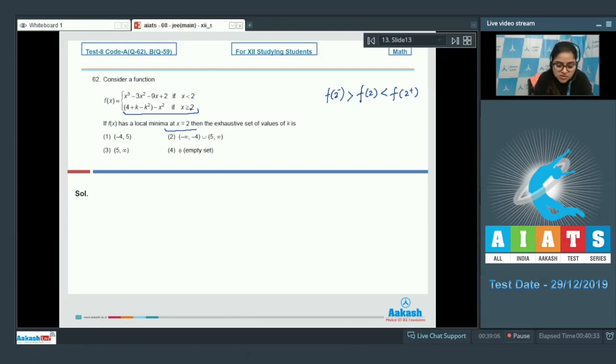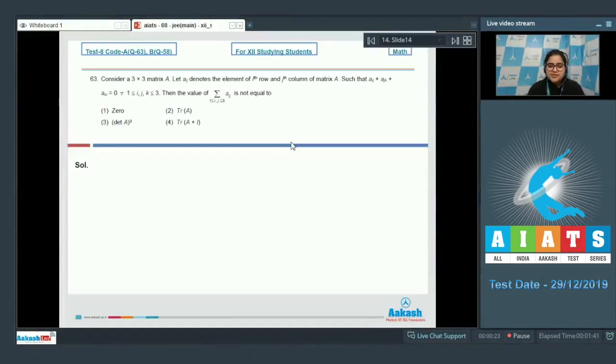Now observing your function for x is greater than or equal to 2, this is a constant minus x square. So this function is always a decreasing function for x is greater than or equal to 2. So see here f of 2 is greater than f of 2 plus, but for getting local minima f of 2 should be less than f of 2 plus, but according to the question f of 2 is greater than f of 2 plus. So there is no local minima at x equal to 2. So there are no values of k for which there is any local minima. So the exhaustive set of values of k is the empty set, because there are no such values of k for which this function gives local minima at x equal to 2. So option number 4 is your correct answer. Now move on to the next question.